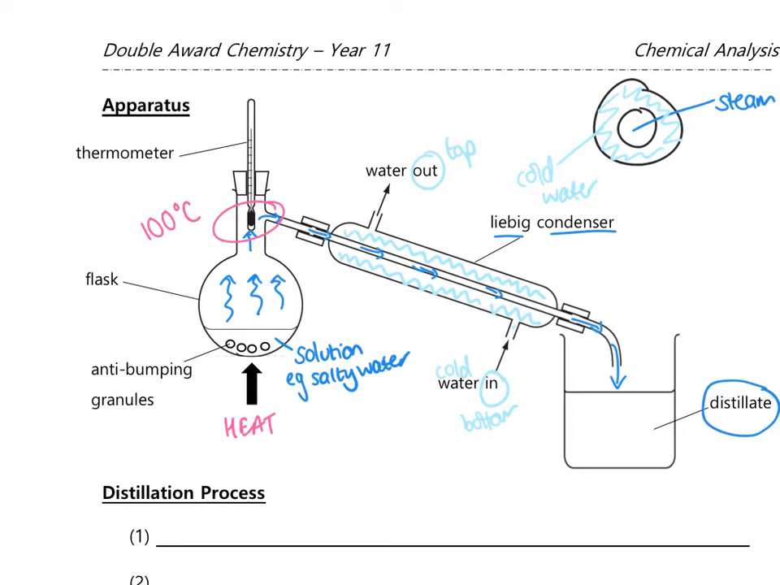The condenser is cooled down by this outer jacket of cold water in the Liebig condenser. So the steam is then cooled down, and so it condenses to form water again, and it passes into the beaker and is collected as what we call the distillate.